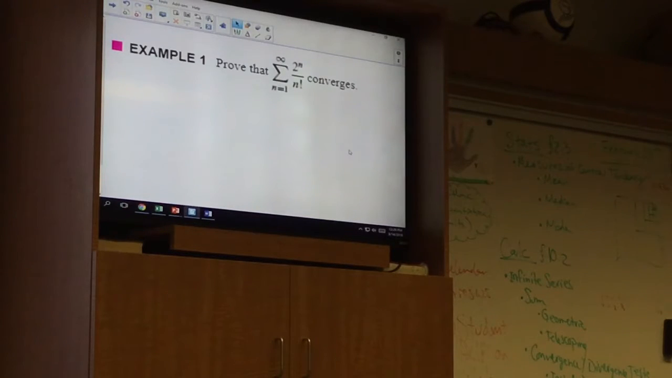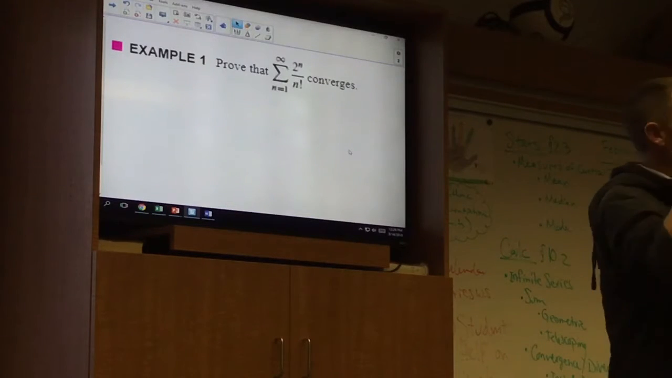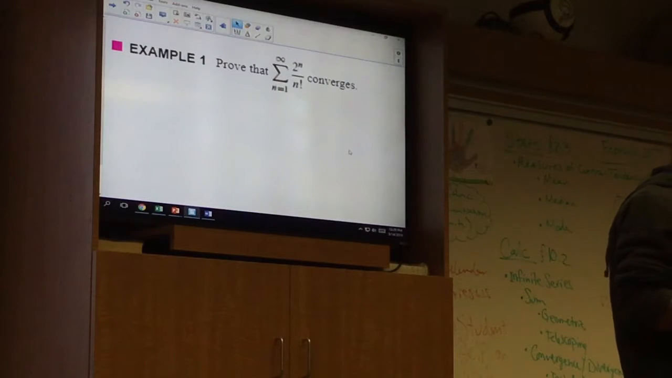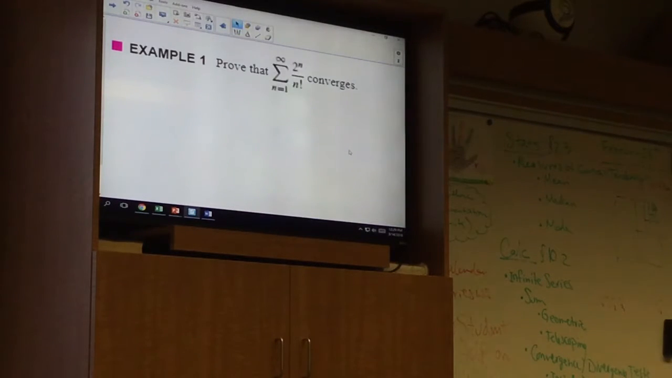Right? So factorials increase way faster than exponential increases. Exponential is what we think of as, oh, that really takes off fast. But compared to factorials, they don't increase nearly as fast as factorials, okay?